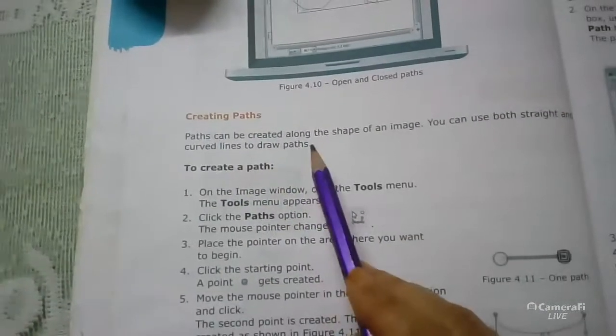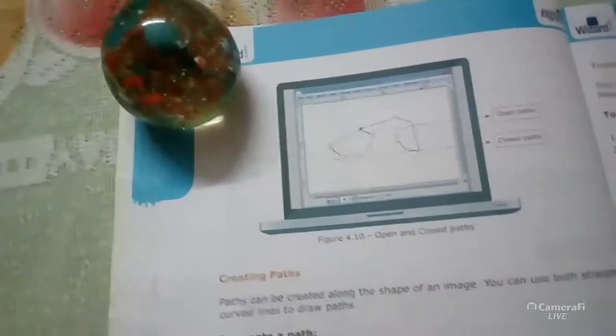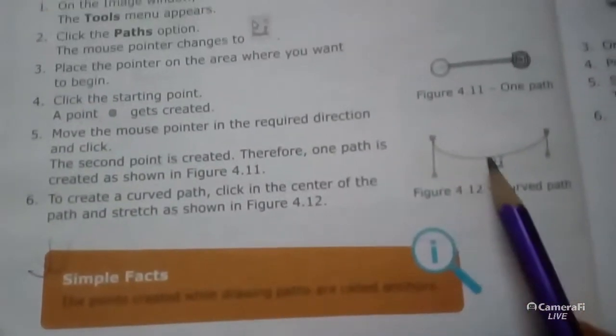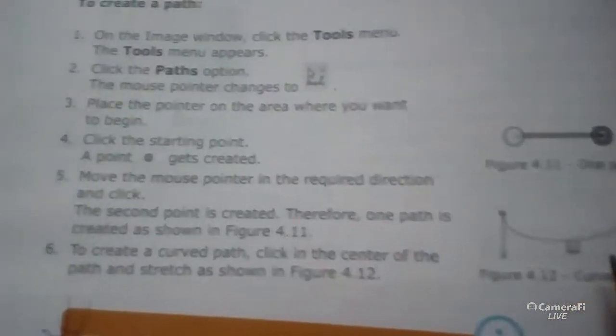Now, creating paths. Paths can be created along the shape of the image. You can use both straight and curved lines. So paths are used to draw lines. See here in the figure. Here is a straight line and here is a curved line. That means you can draw both straight and curved lines with the help of paths.